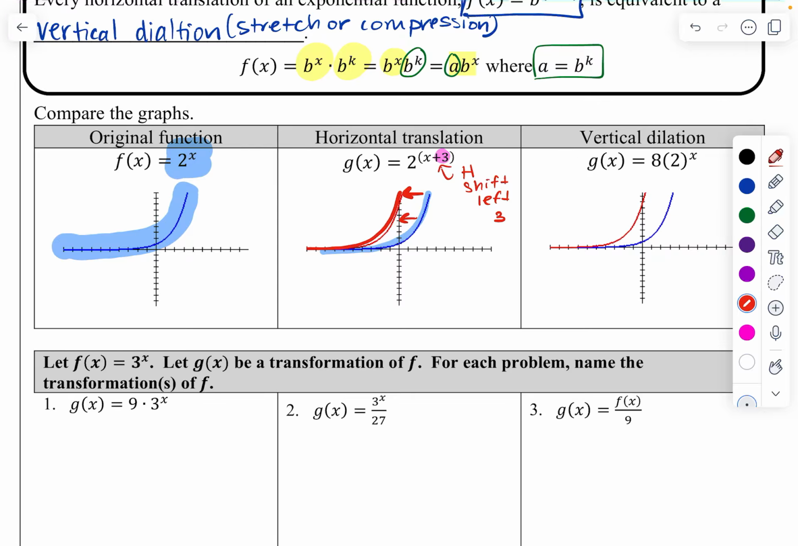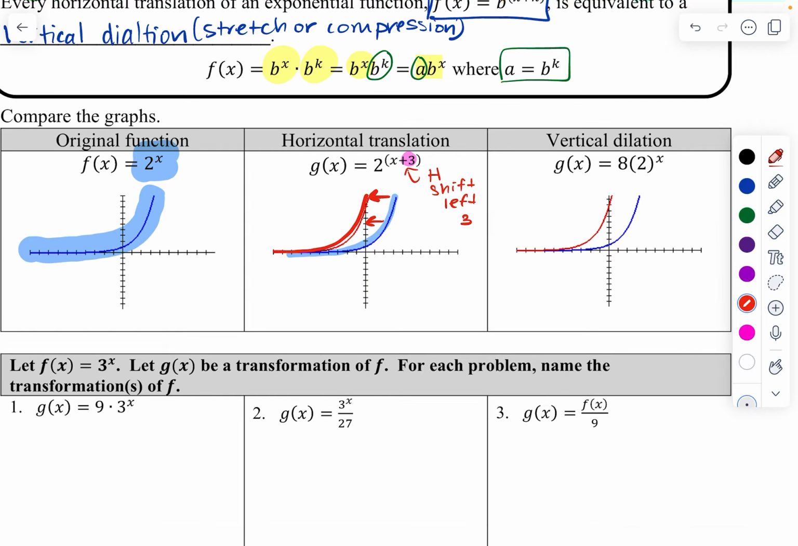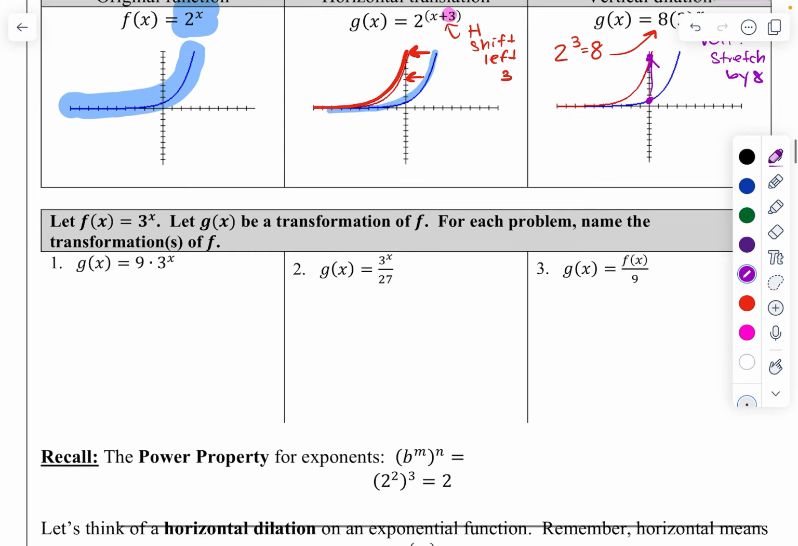We also see that if I distributed, or I took apart that 2 to the x times 2 to the third, well, I know 2 to the third is really 8. And so that's like saying, hey, I'm multiplying by 8, aka a vertical stretch by a factor of 8. And so we see here that this point here at 1, if I multiply it by 8, it's now here at 8. And we can see that we're also vertically stretching it. So we can see that they're the same graph.